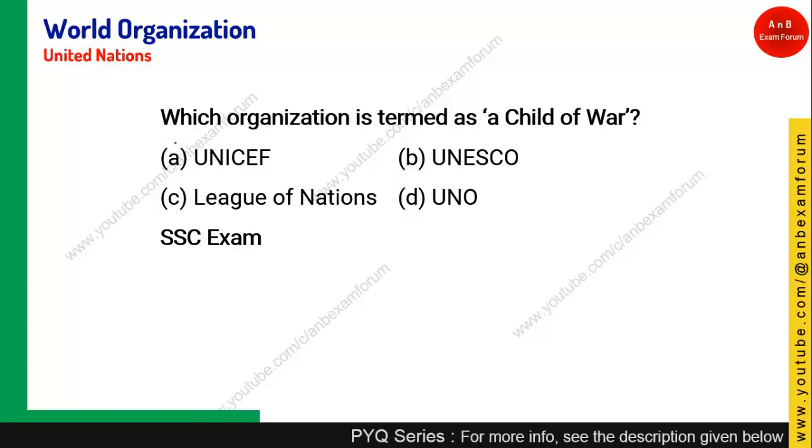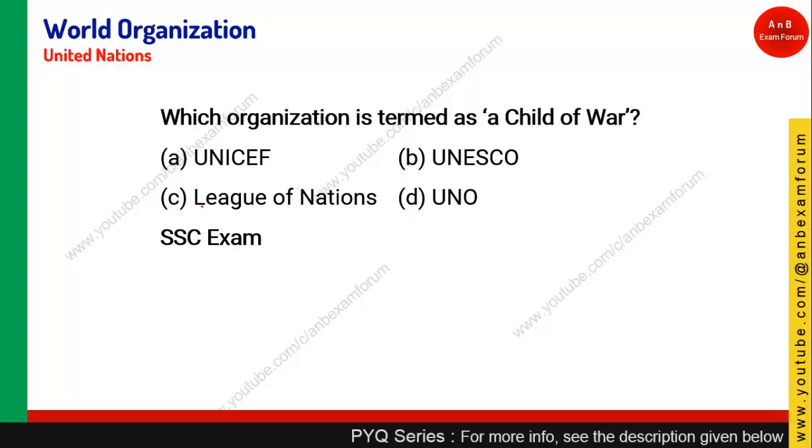The next question is, which organization is termed as the child of war? These are the 4 options, and this question was asked in an SSC exam. If you see, they have not given the full forms. UNICEF, UNESCO, League of Nations, and United Nations Organization. So those who have given UNO are incorrect. The answer is League of Nations.